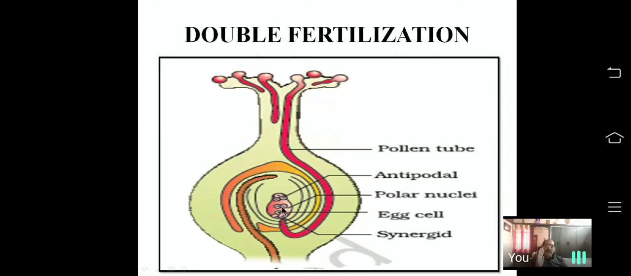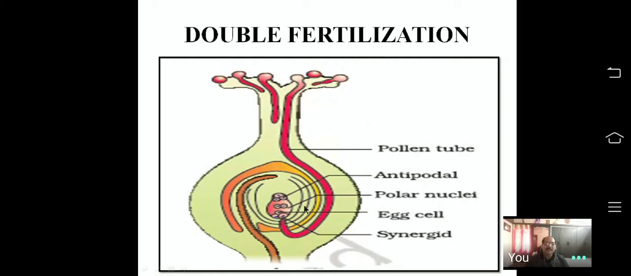So in total, how many times does fertilization take place here? 2 times. So it is called double fertilization. See here, this is double fertilization. Double fertilization is a characteristic feature of all angiosperms. But in gymnosperms there is a single fertilization, whereas here there is a double fertilization.